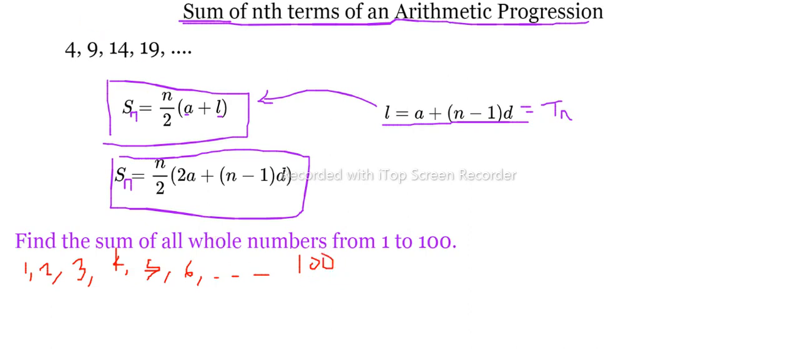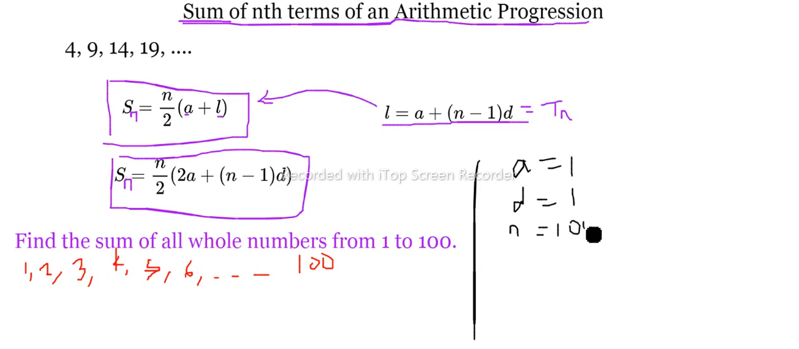So from here, our first term is 1. The common difference is 1 as well, since we keep adding 1. If the first term is 1 and the last term is 100, that means there are 100 terms, since we're adding from 1 to 100. Now we get the sum of the terms. We can use the first expression, since we know the first term and the last term.